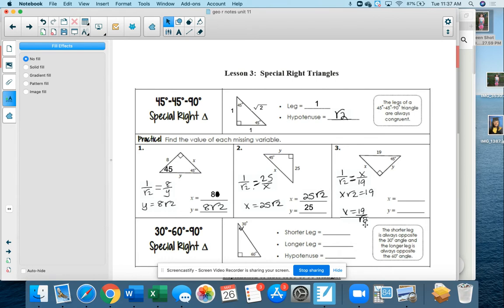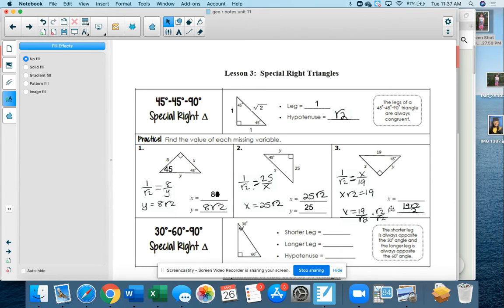Now the problem is we can't leave a radical in the denominator, and we learned that when we were simplifying our radicals. So what I do is I multiply the numerator and the denominator by that radical 2. That is going to get rid of this radical in the denominator. 19 times radical 2 is 19 radical 2. Radical 2 times radical 2 is radical 4, which equals 2. So this answer is going to be 19 radical 2 over 2.